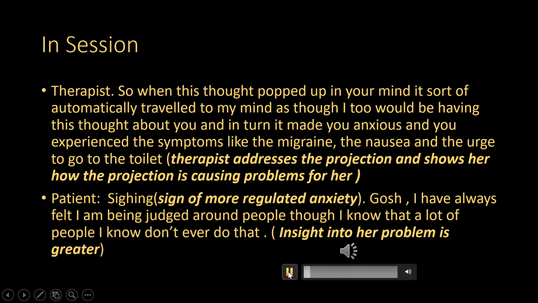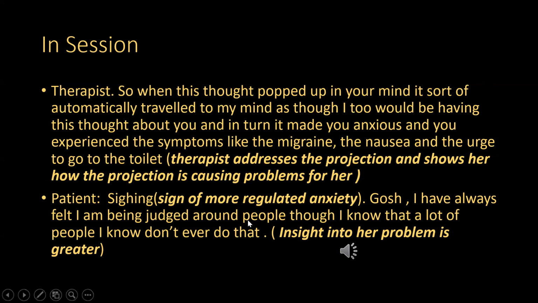So, when this thought popped up in your mind, it sort of automatically traveled to my mind as though I too would be having this thought about you. And in turn, it made you anxious and you experienced the symptoms like the migraine, the nausea, and the urge to go to the toilet. Gosh, I've always felt I'm being judged around people, though I know that a lot of people I know don't ever do that.